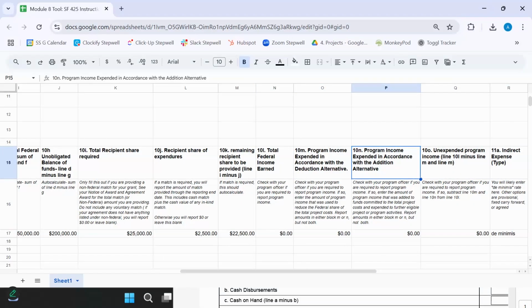Please note, if you have any questions about income that has been generated because of activities related to your grant award, check with your grant officer prior to filling out this section. Grant recipients are not always required to report program income, even if income is generated.